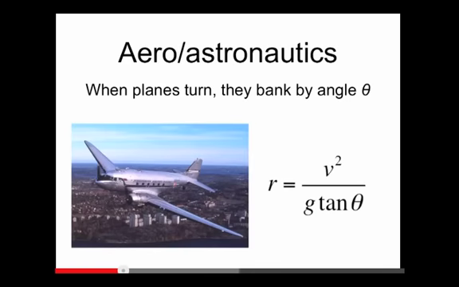Aero and astronautics make great use of trigonometry. A simpler example of this is when planes turn, they bank by an angle theta, and the radius of their turning is given by the following equation. Notice the tan theta in the denominator.